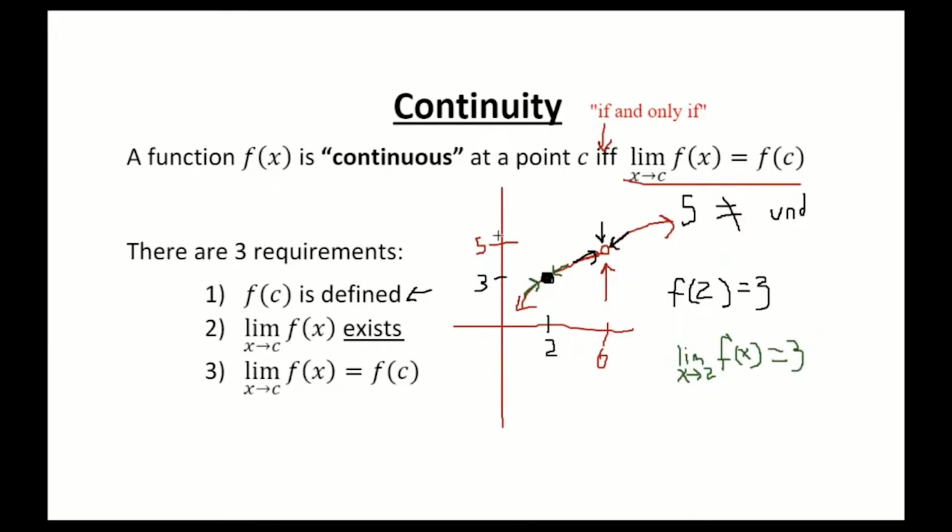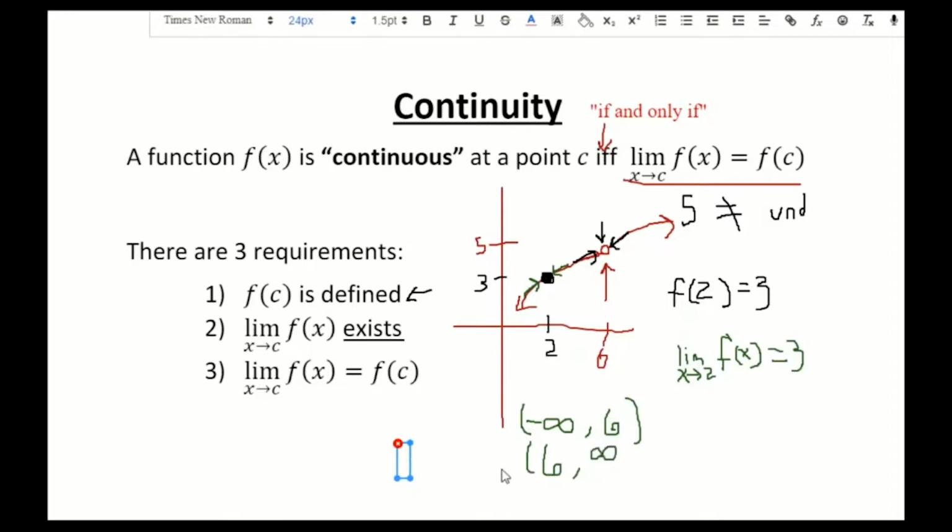So a lot of times what I'm going to ask is, hey, where are the points of discontinuity? Like, where is the function discontinuous? But also tell me, where is it continuous? What are the intervals where we have continuity? In this case, we would have two intervals of continuity. We would say it's continuous from negative infinity to 6, but also continuous from 6 to infinity. So these are the places where we have continuity, so it's continuous on these intervals.